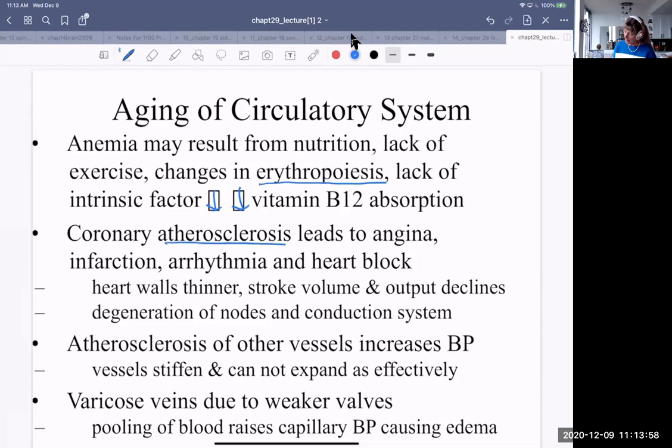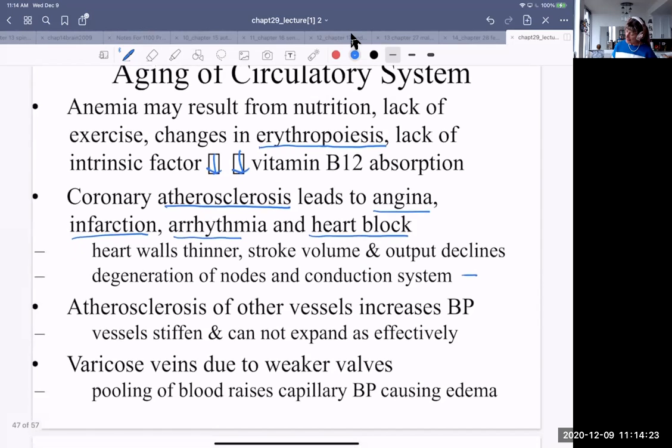Atherosclerosis, that is building up of plaque in the coronary arteries, leads to angina, infarction, arrhythmia, and heart block, quite possibly. The heart walls may become thinner, stroke volume and output declines. There's a degeneration of nodes and conduction system. So those regulate the heart.